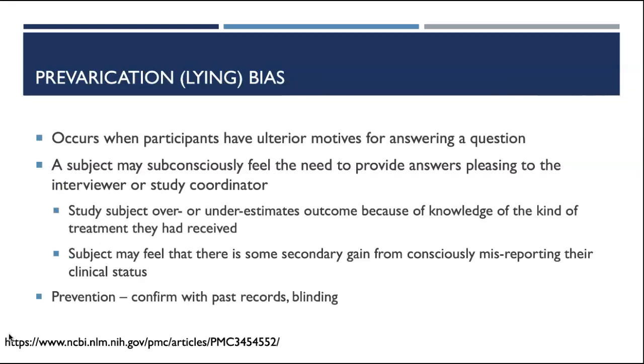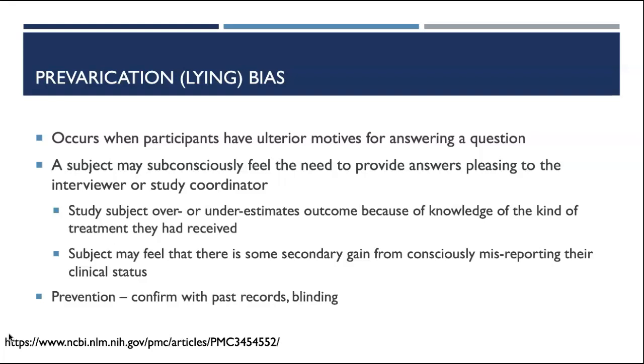Another source of information bias is prevarication or lying bias. This occurs when participants have ulterior motives for answering a question. A subject may subconsciously feel the need to provide answers pleasing to the interviewer or study coordinator. So study participants might over or underestimate outcomes because of knowledge of the kind of treatment that they had received. So they might over or underestimate a variable.